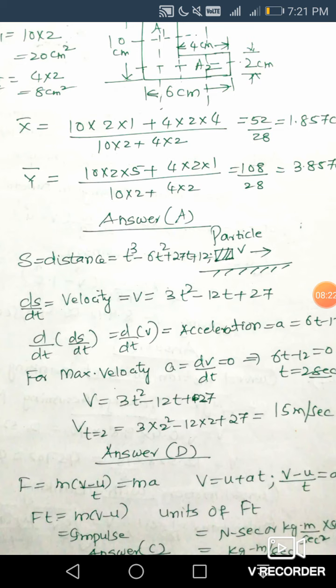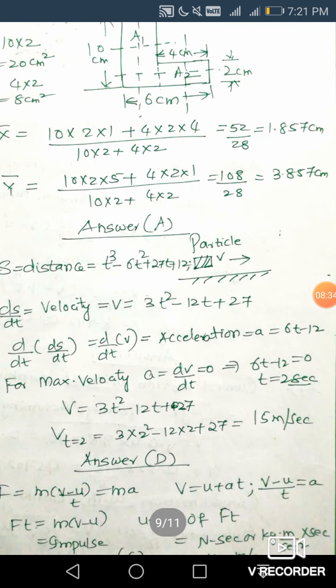If you differentiate once again, ds by dt is nothing but your velocity, so d by dt of ds by dt is equal to dv by dt, which gives the acceleration. Differentiating once again, I will get acceleration is equal to 6t minus 12. But for maximum velocity, acceleration should be equal to 0.